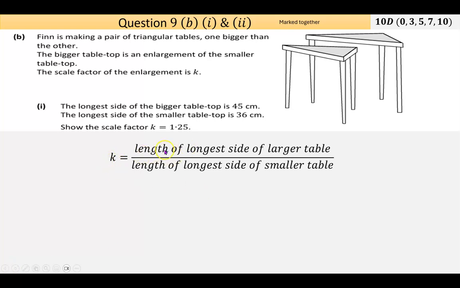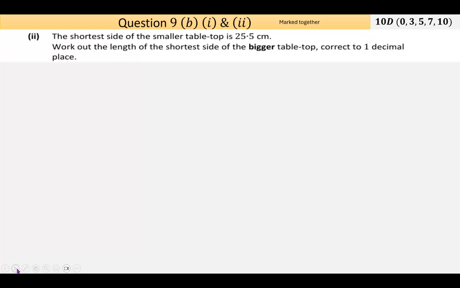So K is equal to the length of the longest side of the big table divided by the length of the longest side of the smaller table, or the length of the bigger divided by the length of the smaller. That should give K. Now when I put the numbers in, 45 over 36, that simplifies down to 5 over 4, which we turn to decimal is 1.25. That's it. Now, part 1 and 2 are marked together.